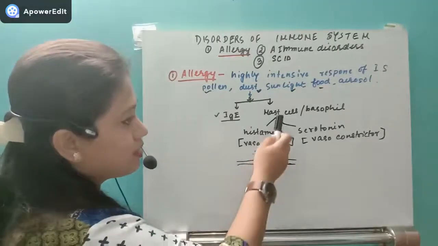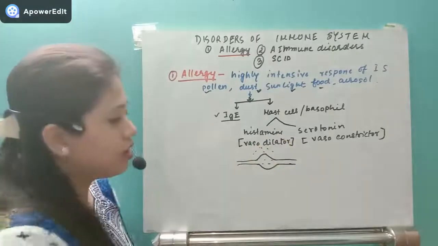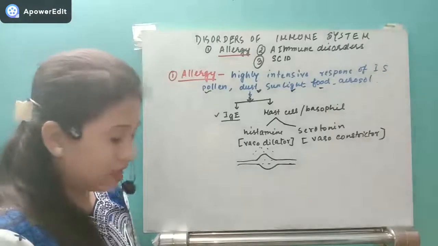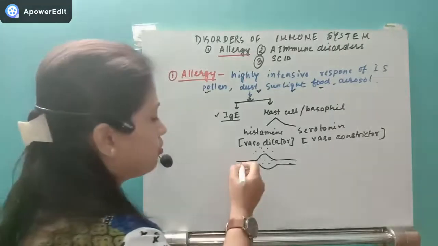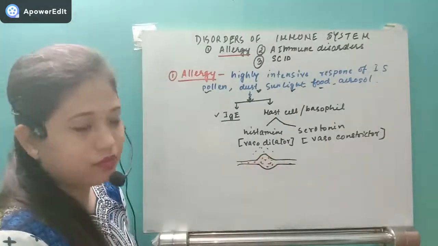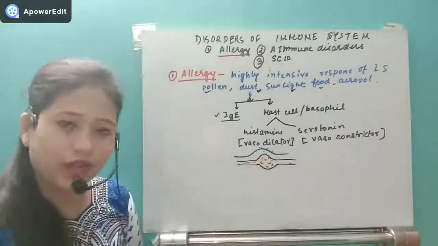So what happened? This mast cell will release this histamine, and because of this, the blood vessel will get dilated, and whenever the blood vessel dilates, lots of WBC will come to that region, and just above that we have, suppose, the skin. So that skin also will have inflammation, right?